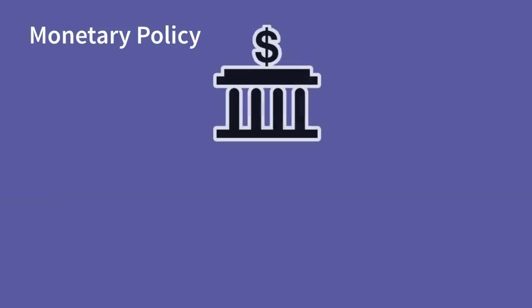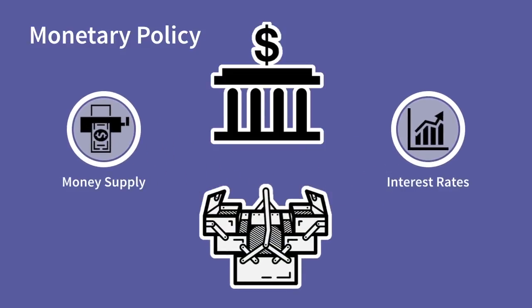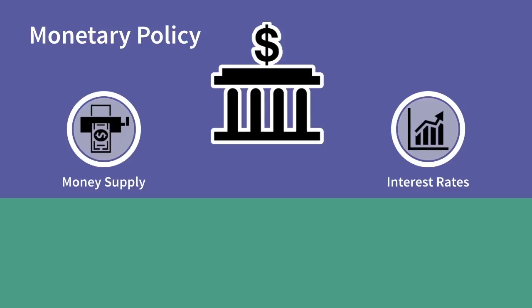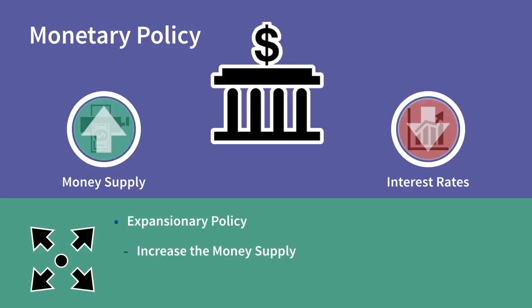What we are talking about when we say monetary policy is the ability to control the money supply and to control the credit markets through interest rates. When we want to stimulate the economy and implement an expansionary monetary policy, we can increase the money supply and decrease interest rates, which will have the effect of increasing aggregate demand.